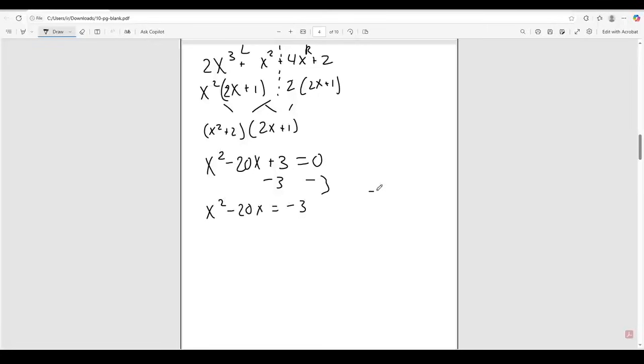Then what you want to do is you want to take negative b over 2, and then you want to square it. So remember, your a is your first term, your b is your second term, including the sign, and your c is your third term, right?